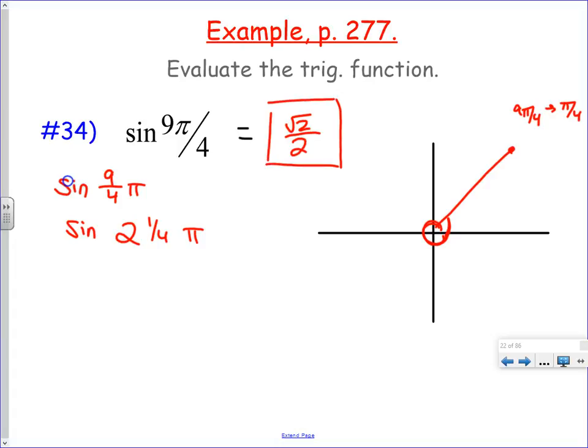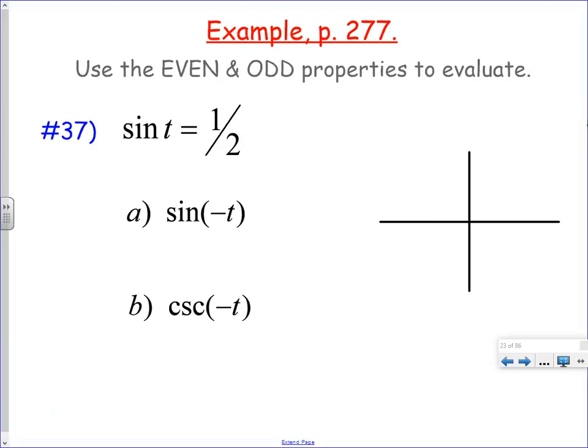So not only can we find trig ratios of angles between 0 and 2 pi, we can even find ones that are bigger. We just have to figure out where they end, what angle we should use. What about this one? They don't even give me an angle.